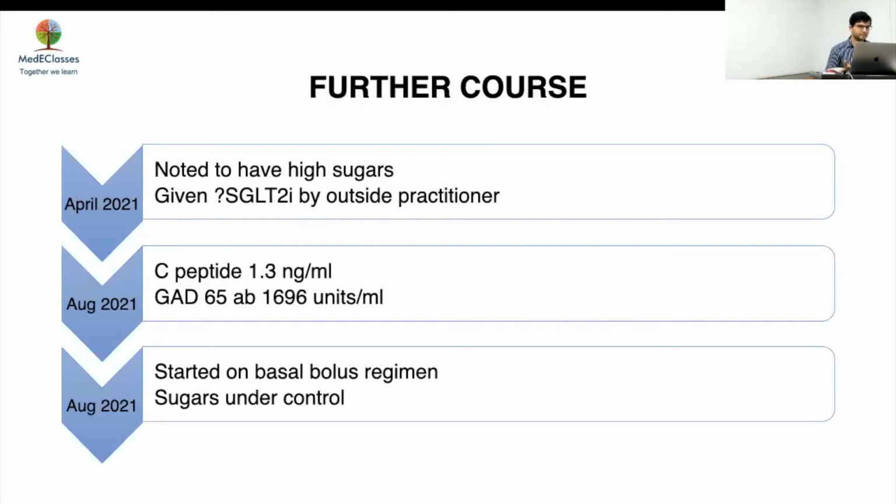Then we repeated a C-peptide. It was 1.3 ng per ml. So it had fallen from 3 to 1.3. But what is peculiar is the GAD65 had risen from around 300 to 1696 units per ml.